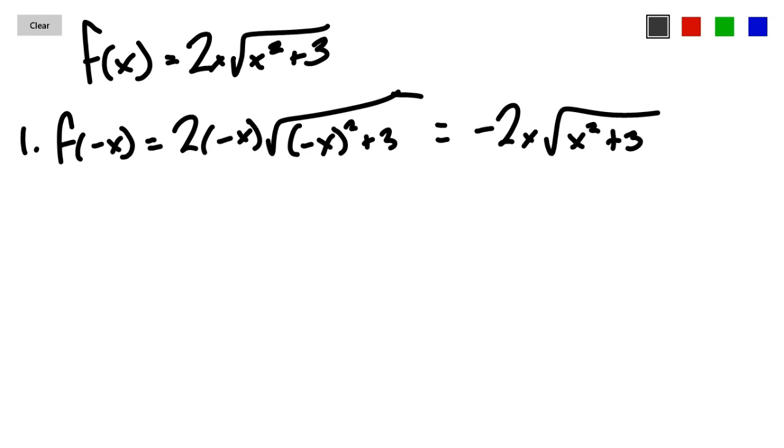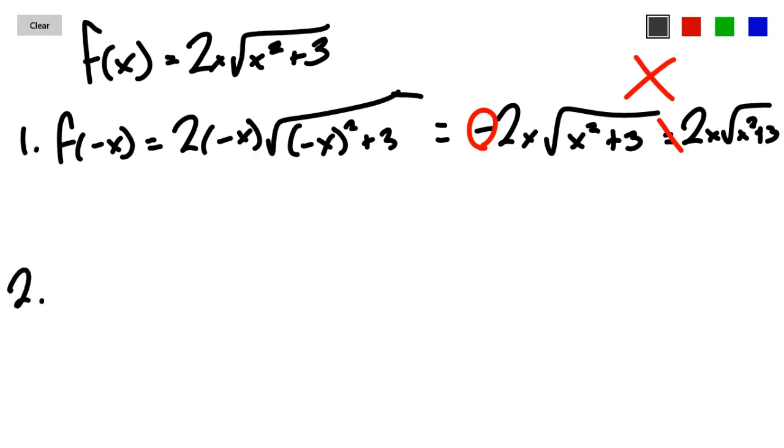Now, is this equal to f of x? Unfortunately, you can see that it's not equal to f of x because we have a negative sign out in front, and the other side does not have that negative sign out in front. So this tells me that this is not an even function.